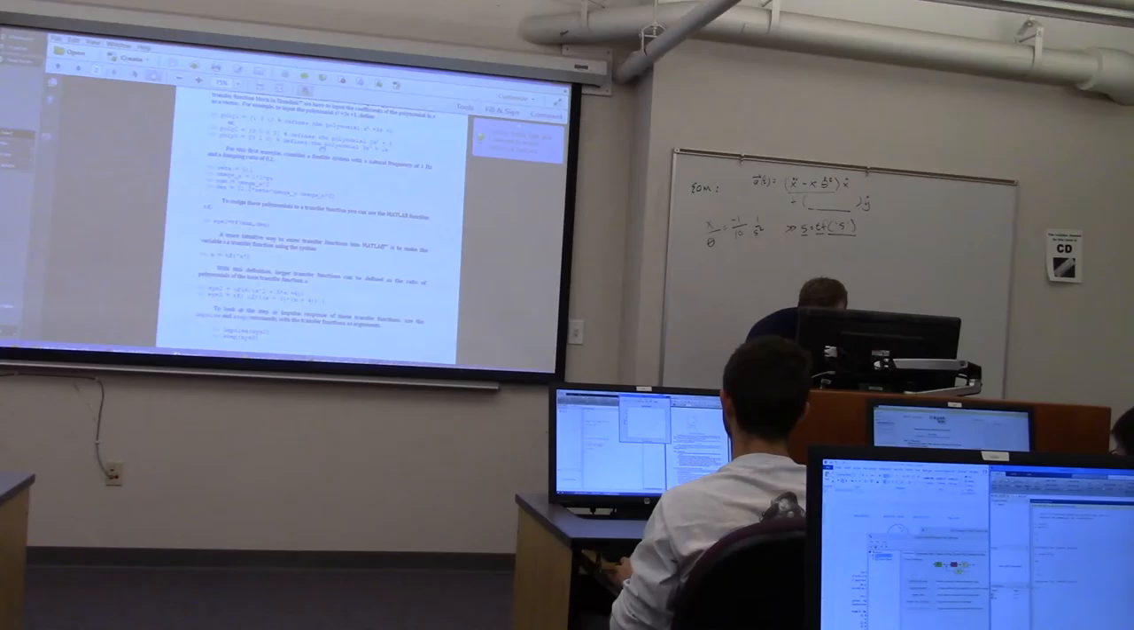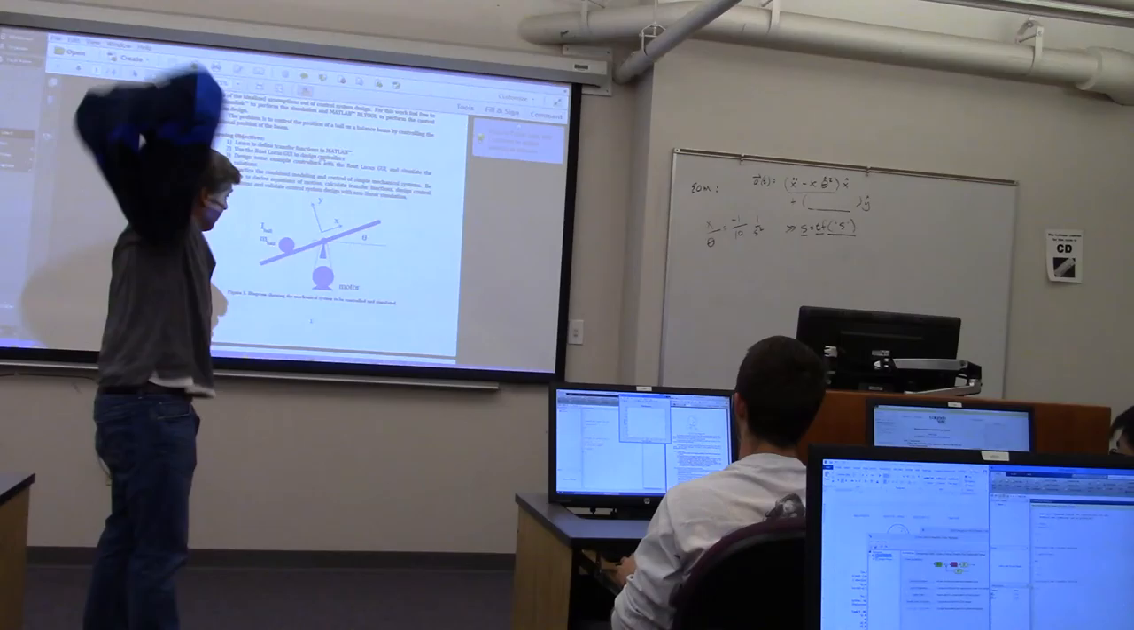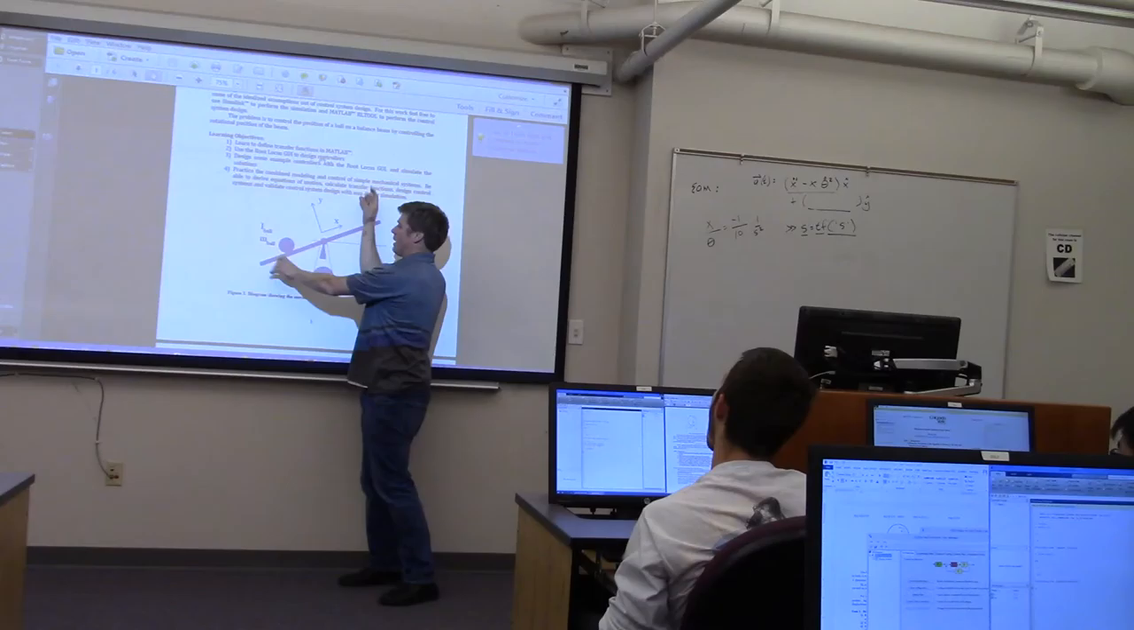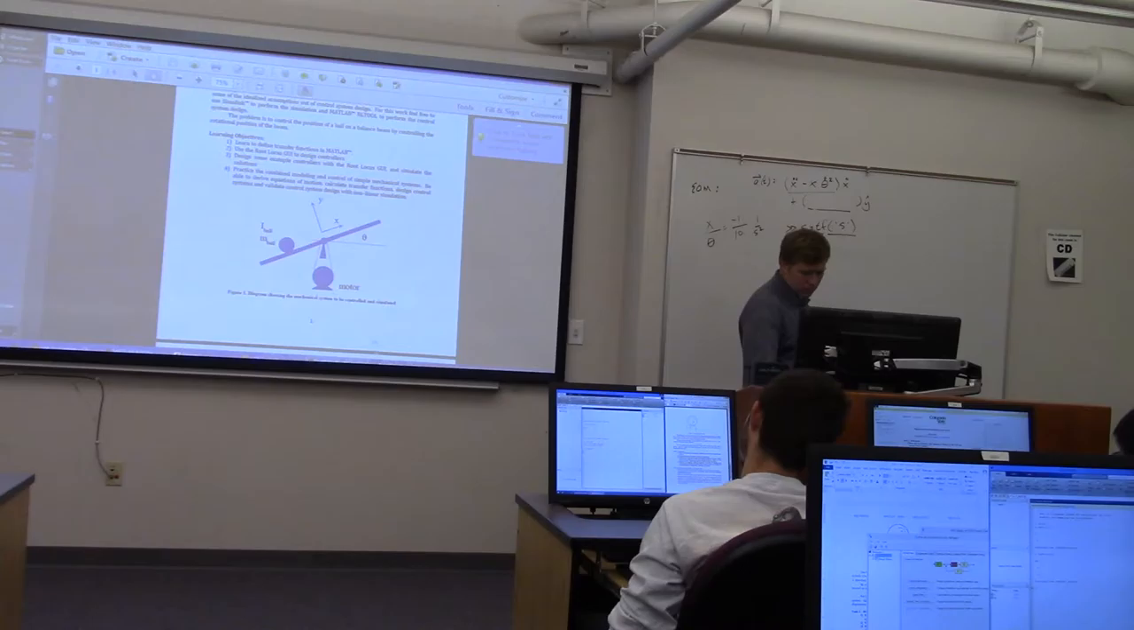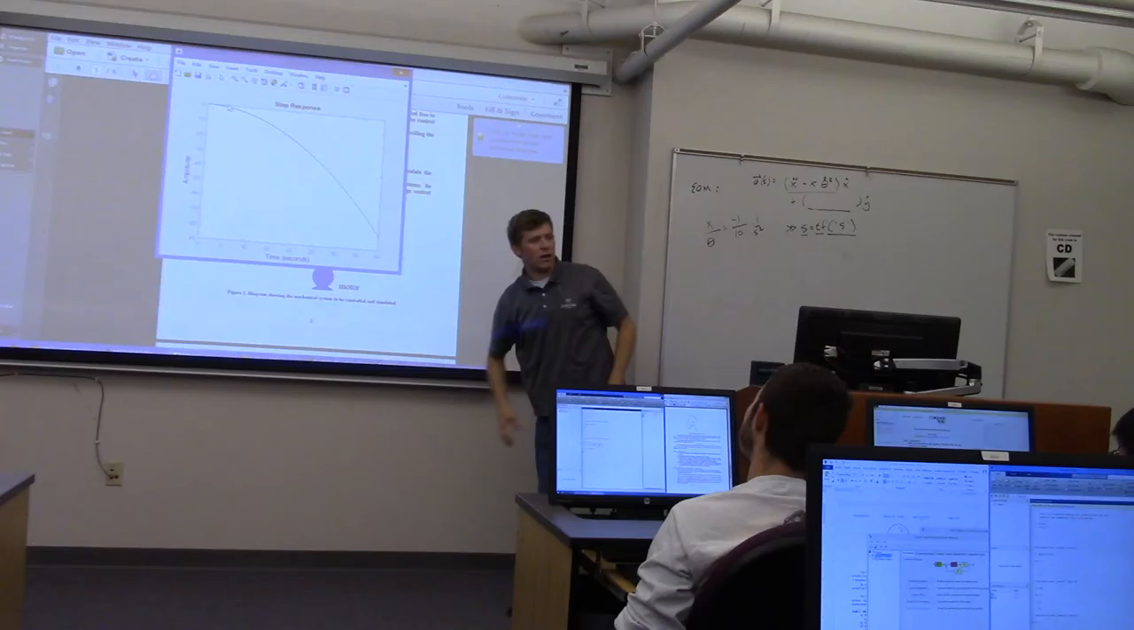So if I put a step function into this thing, what would I expect to happen? The ball should run off in the negative x direction. It should go off the cliff. Hopefully that's what I see. Does that make sense?